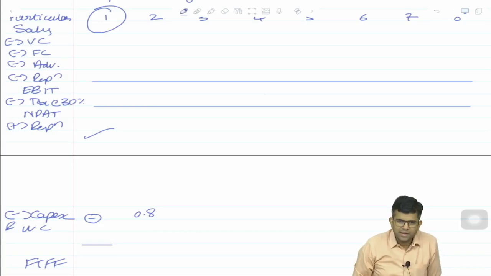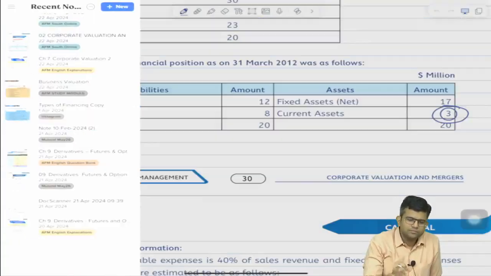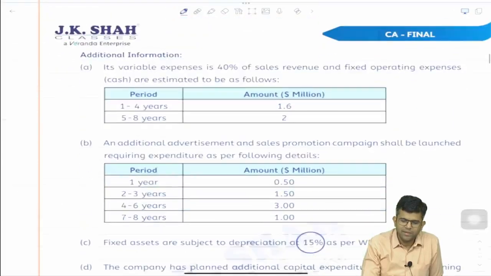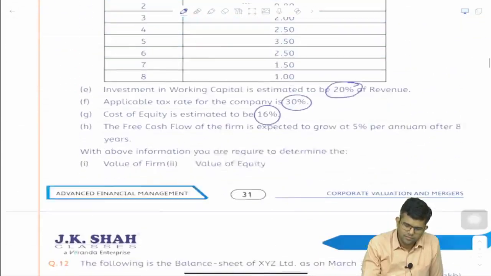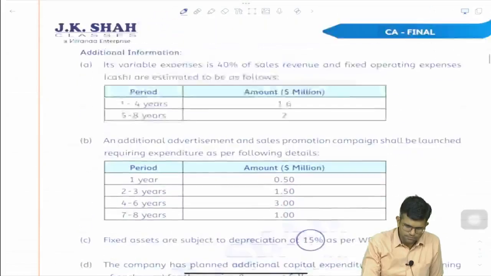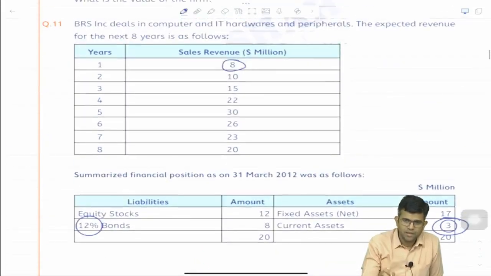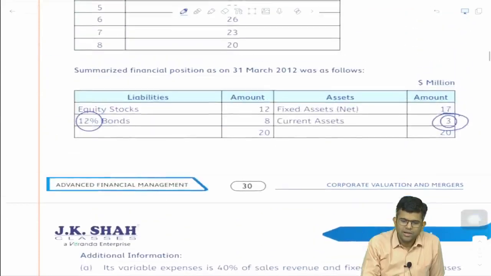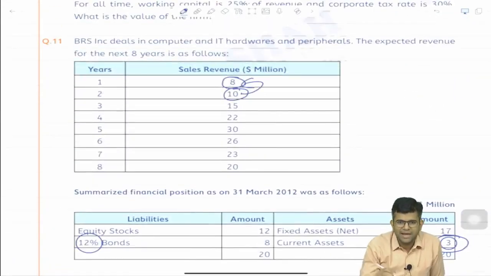Can you tell me in year 2 how much working capital will be required? Year 2 working capital required, please. Okay, so you are saying that 10 million is the sale amount. On 10 million, 20%, 2 million is the working capital. But that, I hope you remember, is wrong. It will be 10 minus 8. I hope you are understanding.